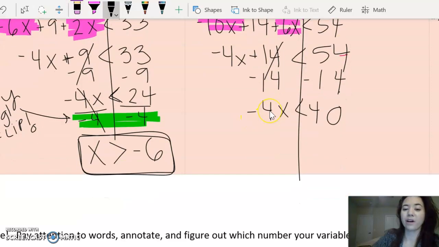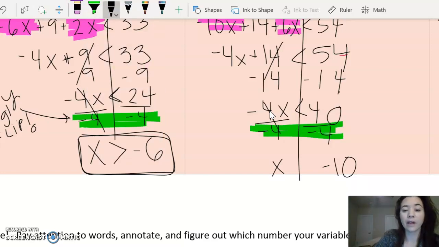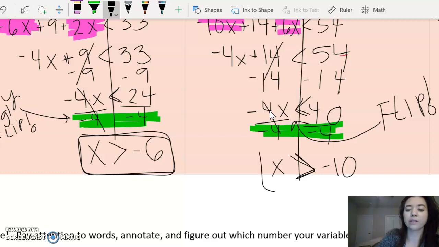And then now we can divide both sides by that negative 4. So we get x, and then we get negative 10 over here. Again, just like last time, we did this really important thing here of dividing by a negative. So we need to flip our sign. So instead of being a less than sign, we're going to make it a greater than sign.